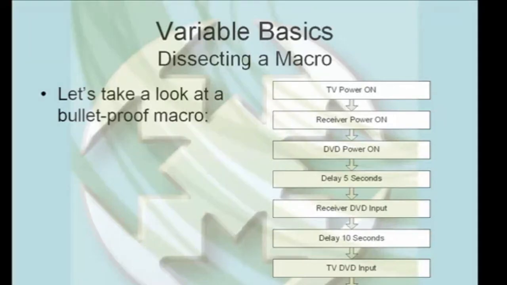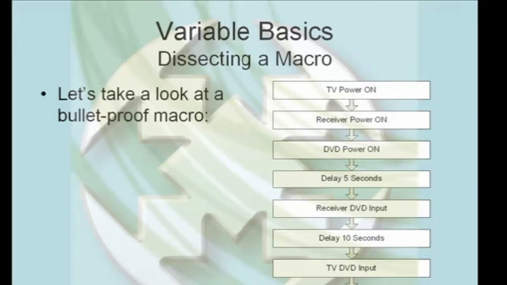Now what you see is an example of a watch DVD macro. We're going to use a flowchart here to show all the steps in this macro and in their correct order. And as you can see, we start by turning on all of the devices, starting with those that take the longest to turn on. Then we introduce a delay, giving the television and receiver a chance to warm up. We then tell the receiver to go to the correct input.